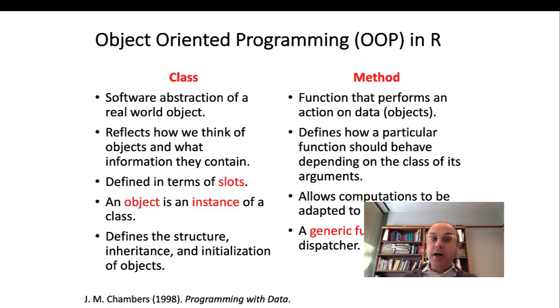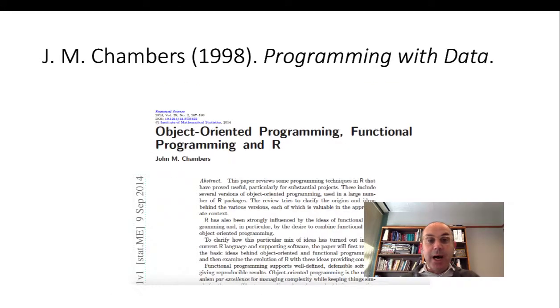And he says that a class is a software abstraction of a real-world object, reflecting how we think of an object and what information it contains. It is defined in terms of slots, and the object is an instance of a class. So it defines the structure and allows us to utilize the object that we are trying to use. A method is a function that performs an action on data. So it defines a particular function that will behave depending on the class of its argument. This is a good understanding of class and method in that regard.